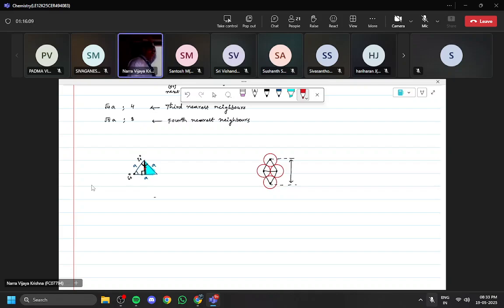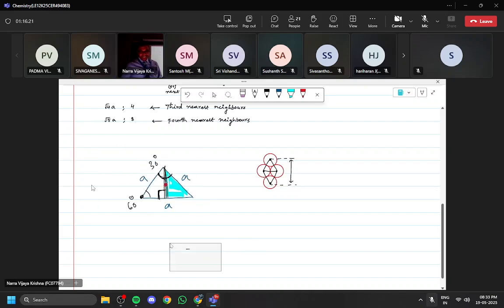Centroid point always divides the angle bisector in a 2:1 ratio. This is 2 parts, this is 1 part. If I call this the centroid point, the total will be 2 parts, so I will call it 2x, and this x. Correct?